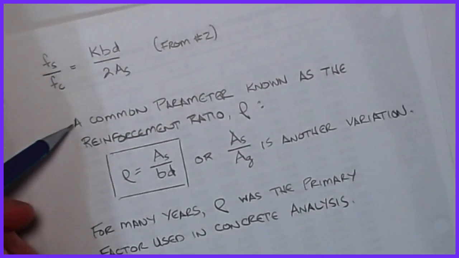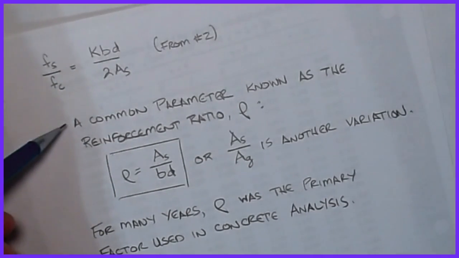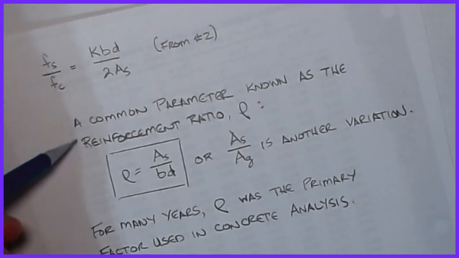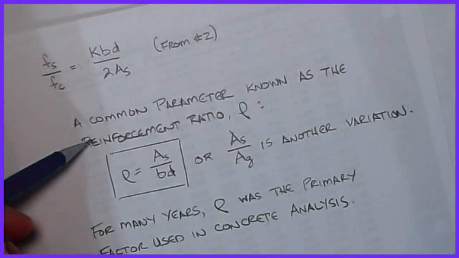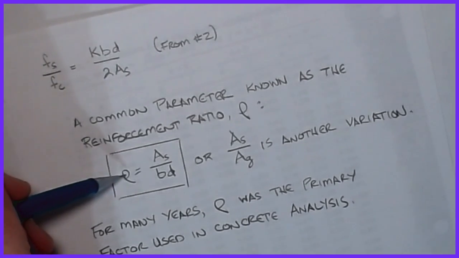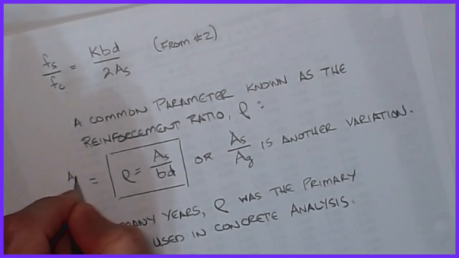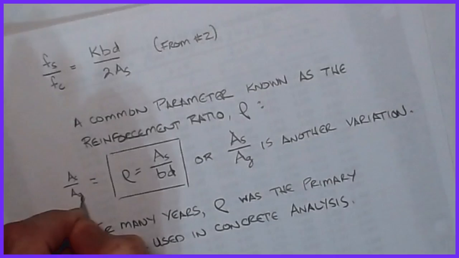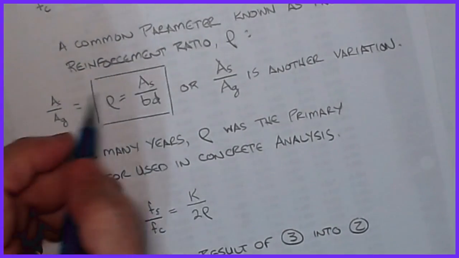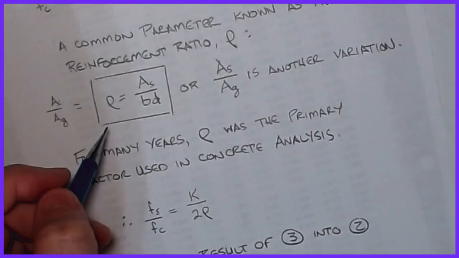Now, I'm going to sidestep here for just a moment and come up with what we call a common parameter known as the reinforcement ratio. And what it is, is basically the area of steel over the gross area of concrete. Okay, and again, that's the area of the tensile steel. So this is the tensile reinforcement ratio.